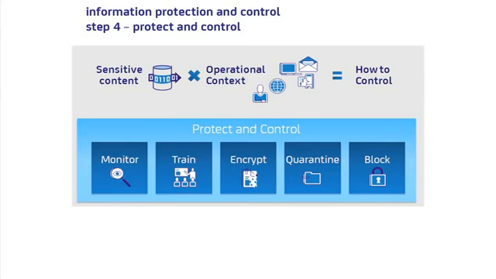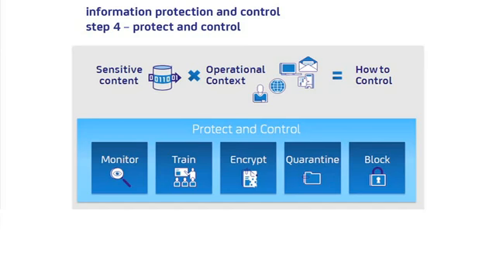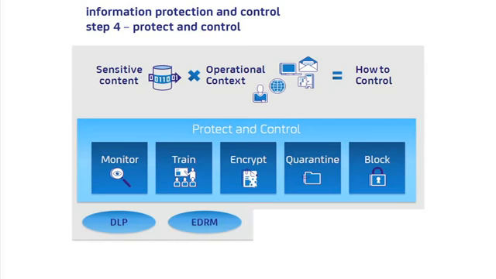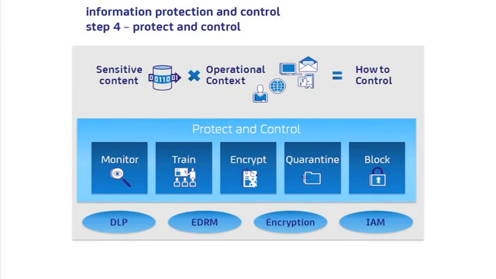Here are the examples. Passively monitoring policy violations, actively educating end users to drive compliance improvement, enforcing encryption within or outside your organization, assigning digital rights within or outside the organization, quarantining sensitive data for appropriate review, or blocking access to data altogether. In order to execute on these actions, you'll need to evaluate technologies within the information protection and control ecosystem. Examples of these types of technologies include data loss prevention technologies, digital rights management technologies, encryption technologies, and identity and access management technologies.